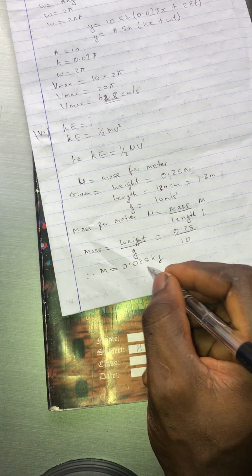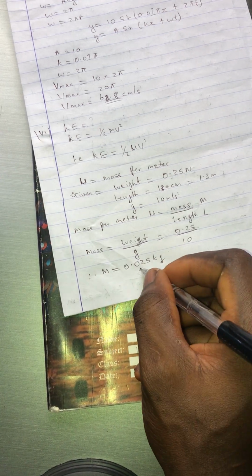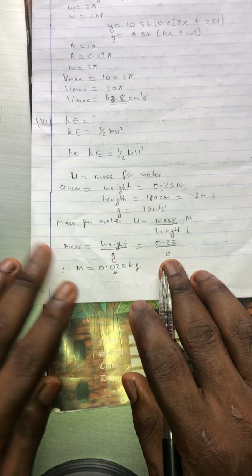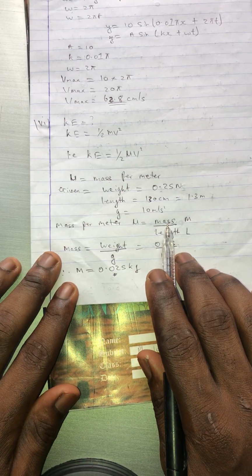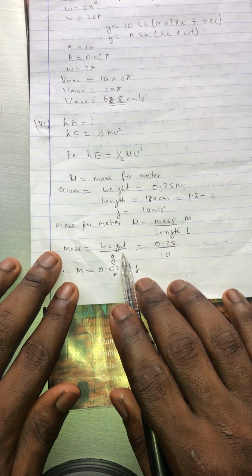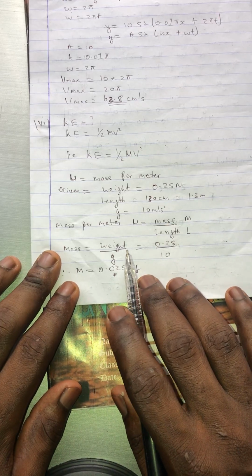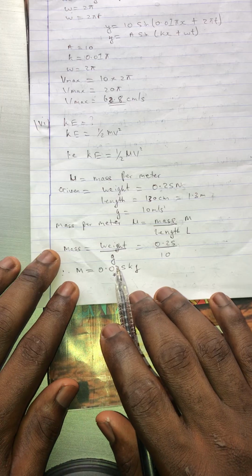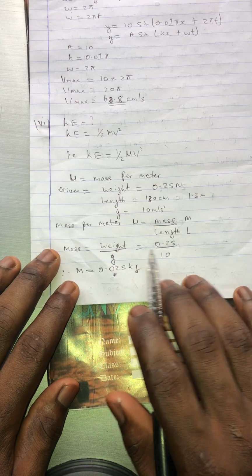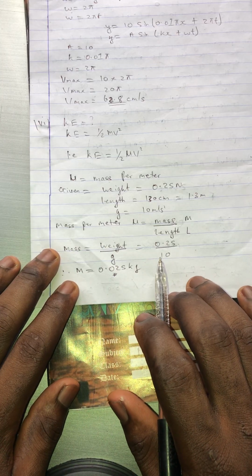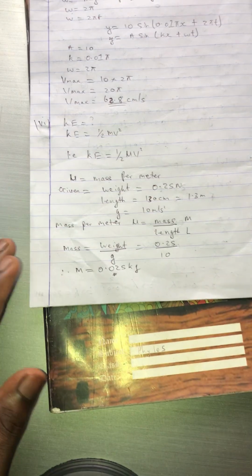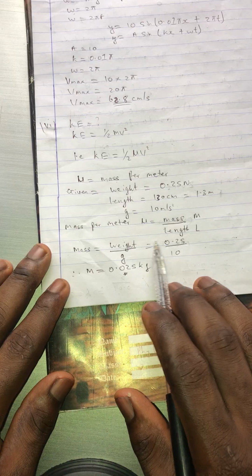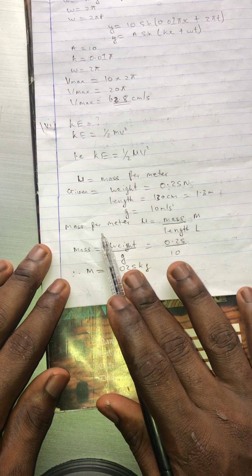0.025 kg. So this is actually it. You don't have our mass, so let's get our mass. Our mass is actually weight divided by g, and g is gravity. That will be equal to 0.25 divided by 10, which gives you 0.025 kg. Now, we are going to use this to find our mass per meter.